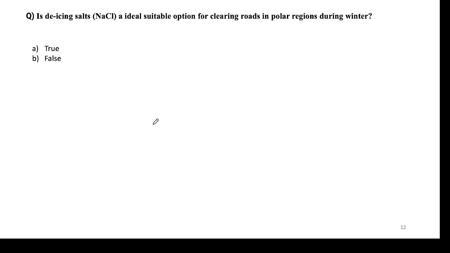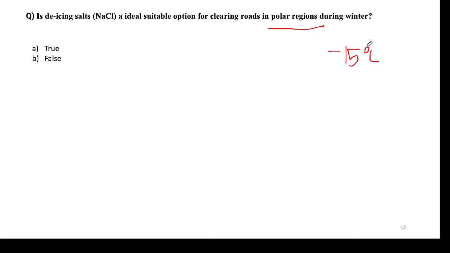So the next question is regarding the de-icing salt, NaCl, called normal salt, which we use in cooking also. Is it an ideal suitable option for clearing roads in polar regions during winter? True or false? Very easy. Polar region, so be specific. Polar region means it's very negative temperature, let's say less than minus 15 degrees Celsius. So it's very negative.